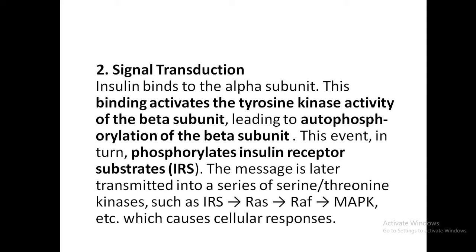This phosphorylates insulin receptor substrates, and the message is later transmitted into a series of serine threonine kinases such as IRS, RAS, RAF, and MAPK, which will cause a cellular response. This slide thus summarizes the signal transduction.